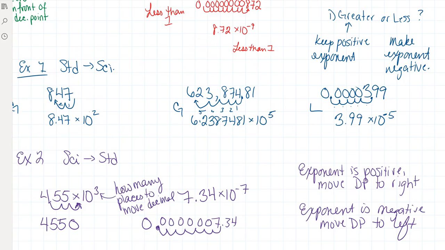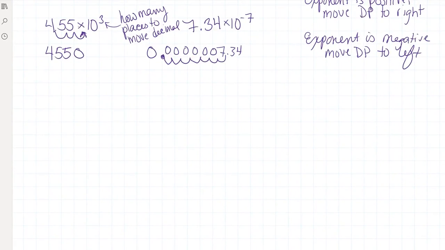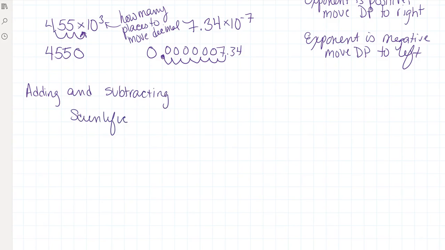So how do I add and multiply scientific notation together? You can do this one of two ways. Whenever I add and subtract numbers in scientific notation, what I do is convert to standard and then do the math. So let's take a look at an example of this real quick.